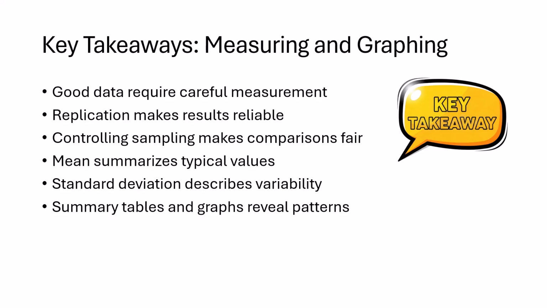Controlling how we sample is another form of controlling variables. By choosing similar, mature, undamaged leaves and measuring them the same way, we make sure that any differences we see are more likely due to species and not due to how the leaves were chosen. Finally, using the mean and standard deviation and then summarizing the data in tables and graphs helps us see patterns clearly and prepares us for the statistical tests we'll use next to decide whether those patterns are actually meaningful.